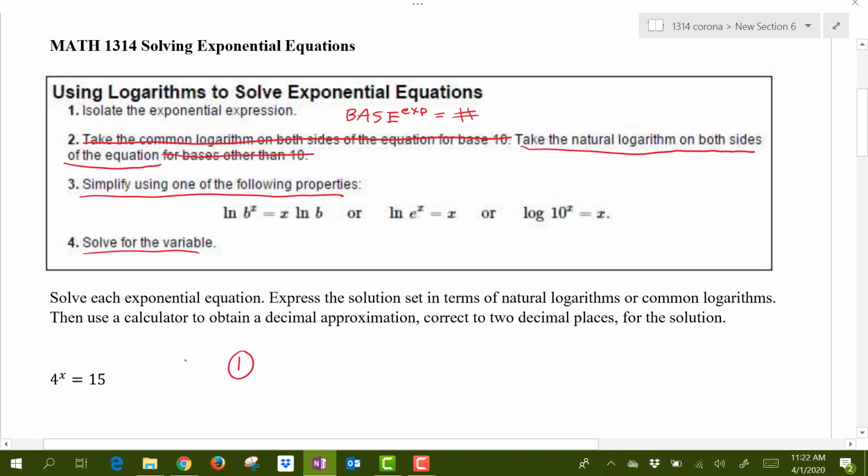Step 1 would be to isolate the exponential expression. In other words, we want exponential form. So I want to have the base with the exponent equals some number on the other side. And that is exactly what we have. The base is 4. The exponent is x, and then we have this number on the other side. So this is fitting into exactly the form that we want. So step 1 is done.